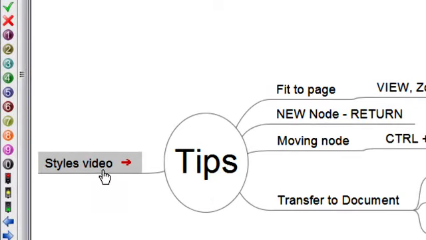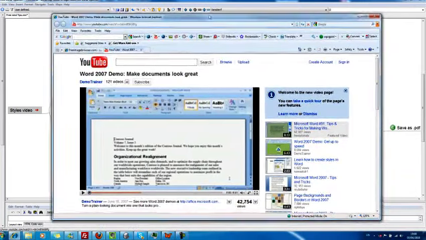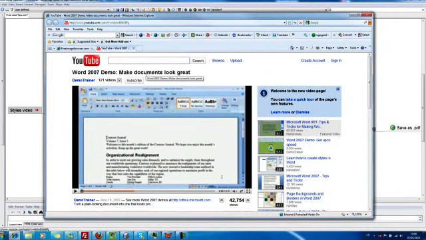So just the first slide over here, once you see a red sign here on the mind map, that means it's a hyperlink. So if I press that, essentially I open up a link to a demo in YouTube which talks about styles and style sheets in 2007. So that's just for your information.